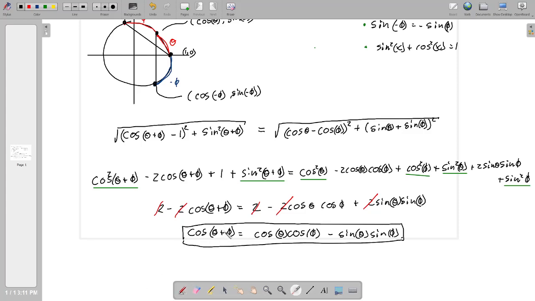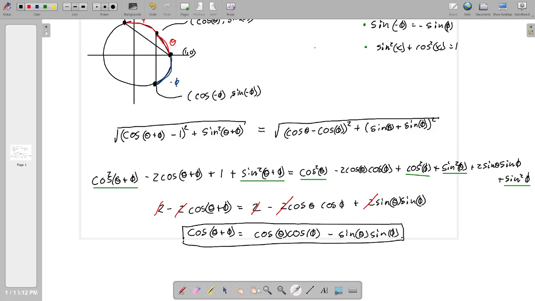We now have the sum of two angles, and we can reduce that to a formula where we're taking the cosine and sine of a single angle at a time. So cosine theta plus phi becomes cosine theta cosine phi minus sine theta sine phi.